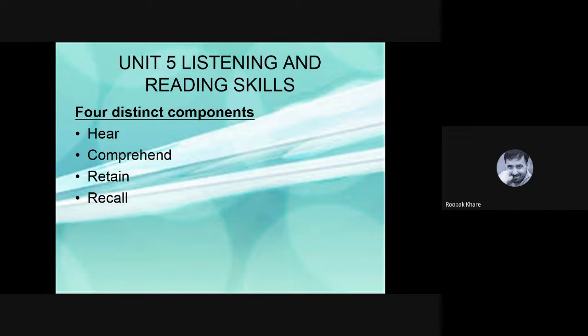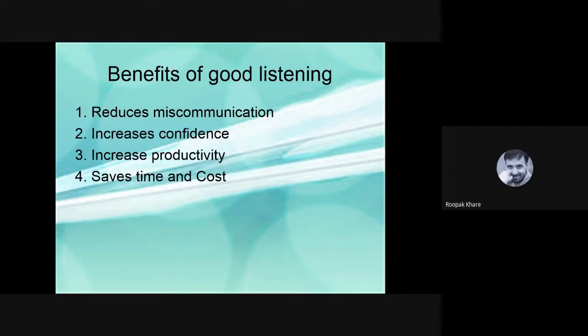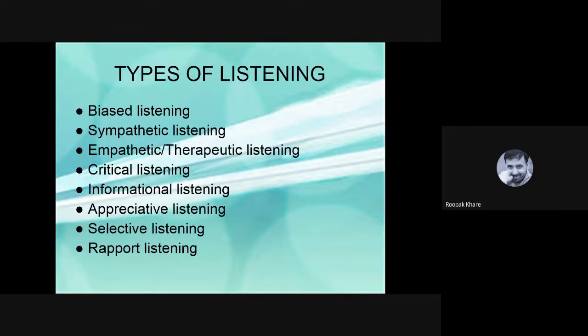So it is always important that, one, you hear properly, get rid of any kind of barriers in listening. Two, comprehend, understand it properly. If you do not understand, ask questions. Three, retain that information. Only important things should be remembered, and those that are not important should be forgotten. And recall when it is required. What are the benefits of good listening? Miscommunication doesn't happen, confidence increases, productivity increases, and time and cost is saved. Easy. Let us go to types of listening now.